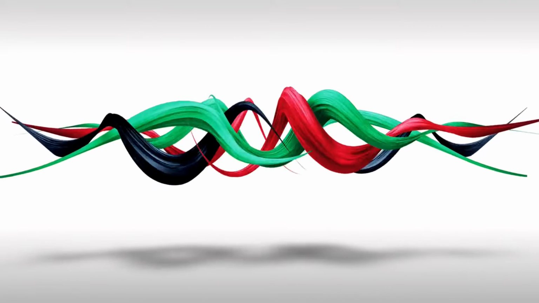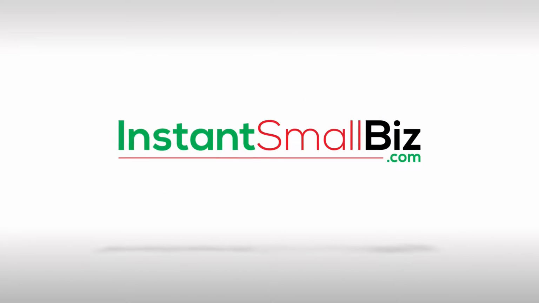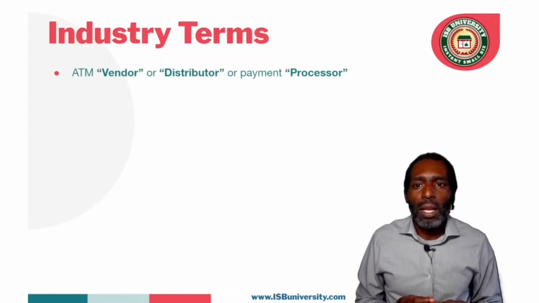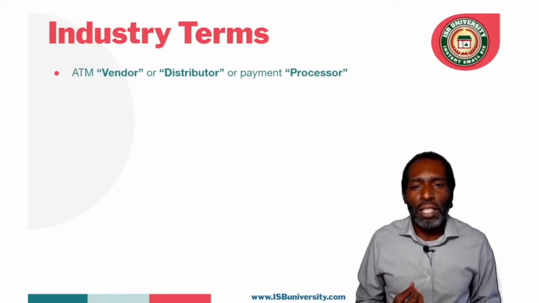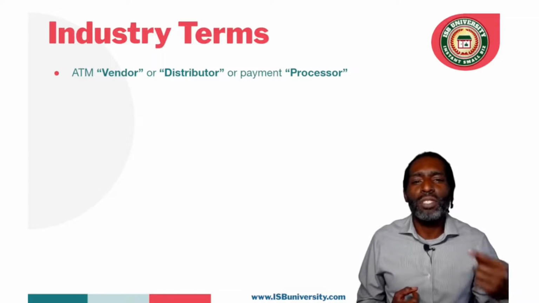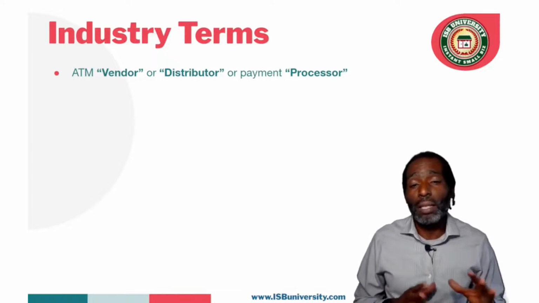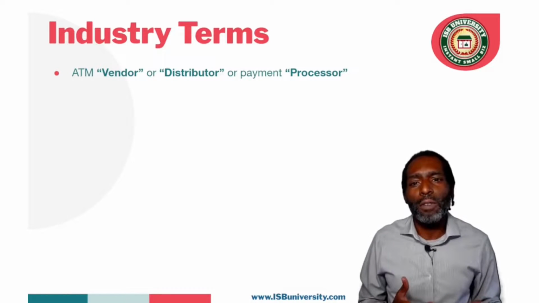Okay, let's talk about industry terms. ATM vendor or distributor or processor. These are often the same company. And this one company can provide you with your ATM machine, right? It can provide you with your payment processing service, which is a small fee that you have to pay for each transaction. Just like if you're running any type of business, you need a payment processor and they charge a small fee for each transaction.